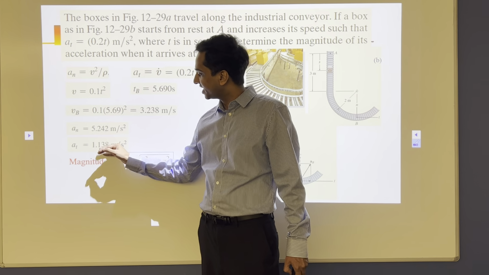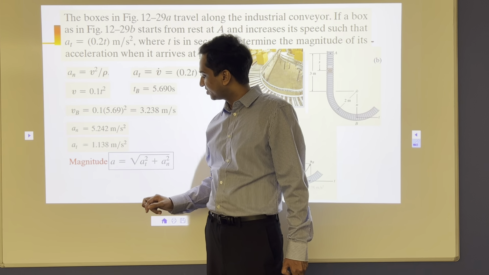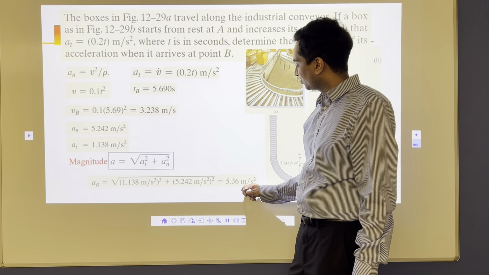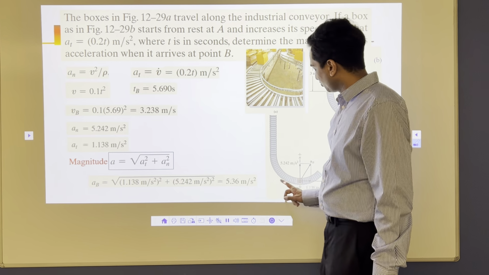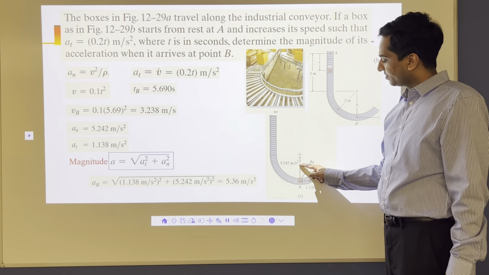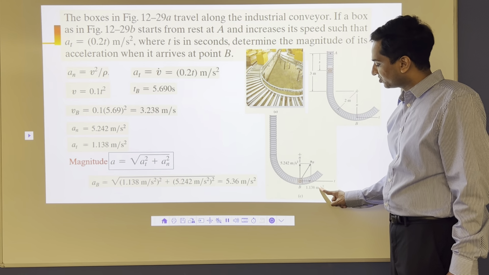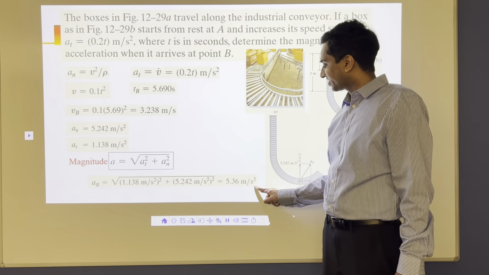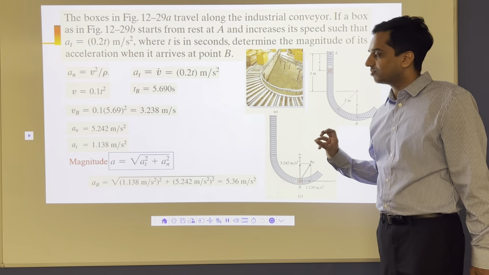Once you have at and an, you can put it here, and then you will get the final answer as 5.36 meter per second squared. So this one is 5.24 meter per second squared, this tangential one is 1.138, and this acceleration will come around 5.36 meter per second squared, and that's how you can solve the problem.